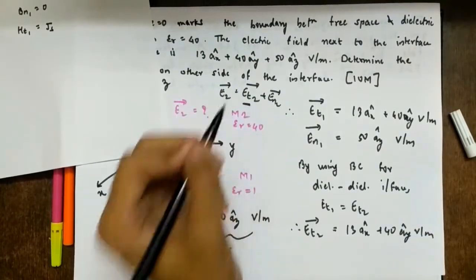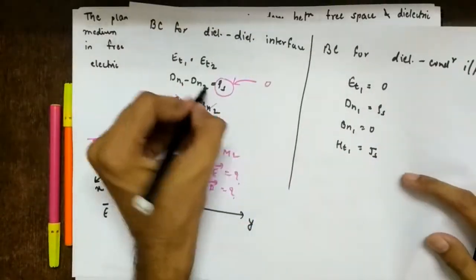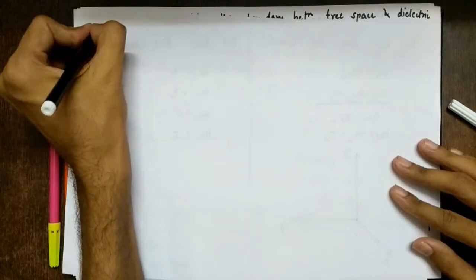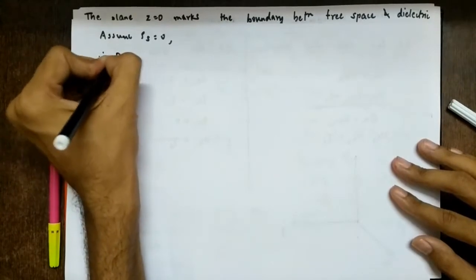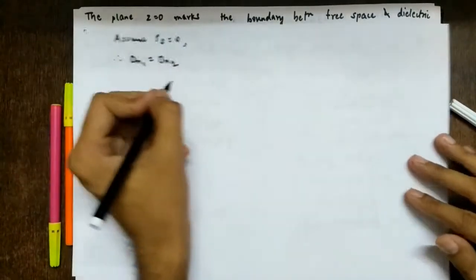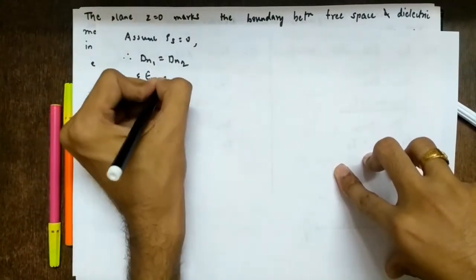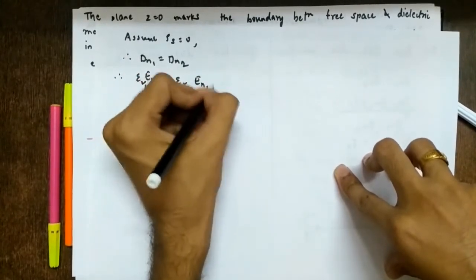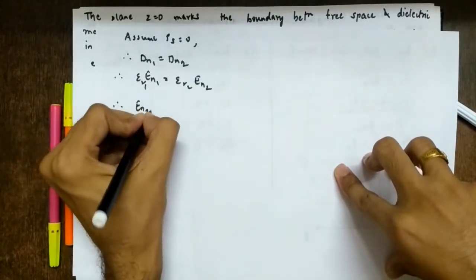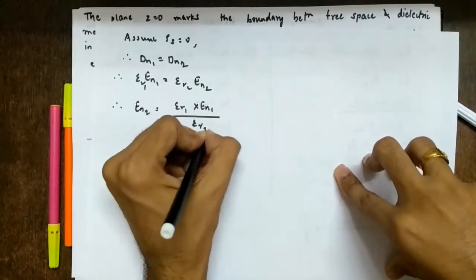A vector is a combination of tangential and normal components. So next, for finding the normal component, what will we use? Dn1 minus Dn2 is rho s, but rho s is not given. So assume rho s equal to 0. Therefore Dn1 equal to Dn2. This is the reason epsilon r is given. We know D is epsilon E. So epsilon0 epsilon r1 En1 equal to epsilon0 epsilon r2 En2. What we are finding is En2, so En2 equal to epsilon r1 into En1 upon epsilon r2, right?